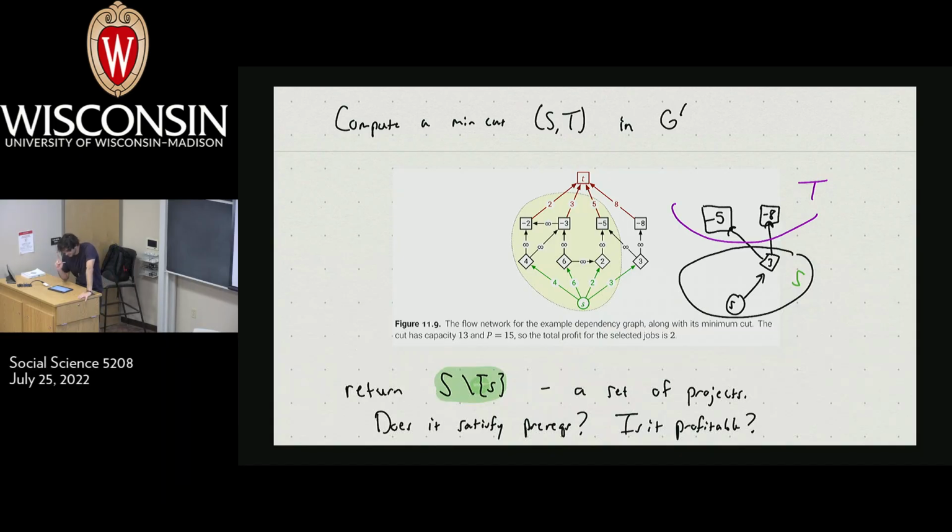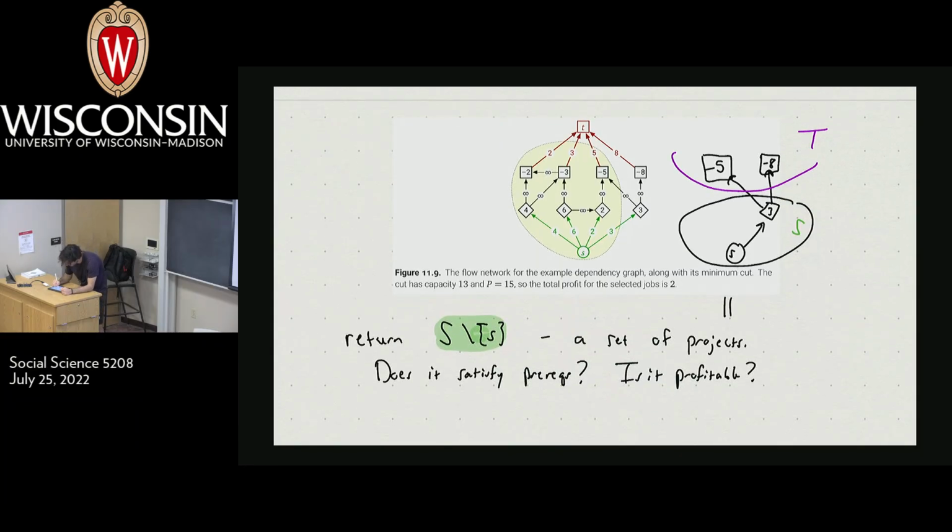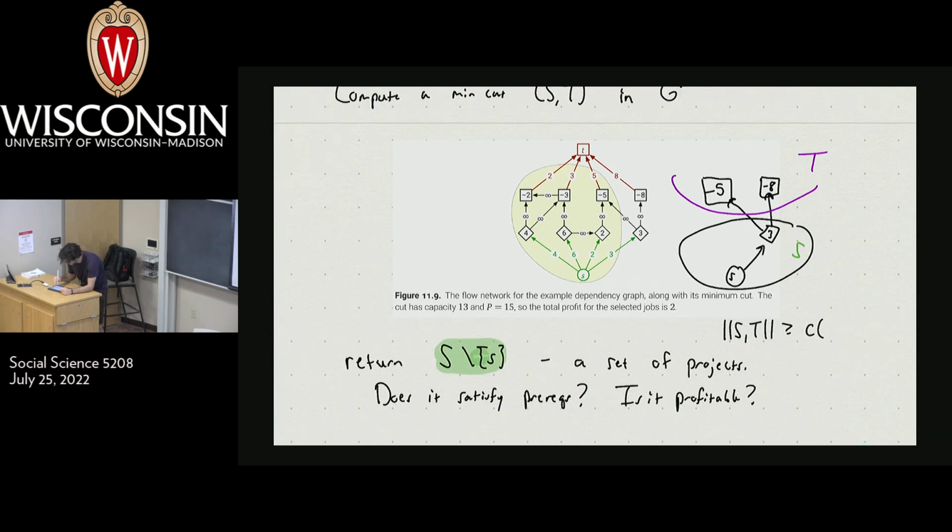But the key here is, what's the capacity of the cut? So the capacity of this cut, S to T, is at least the capacity of the edge from 3 to -8. Right? And what's the capacity of that cut? It's infinite. So if you did try to weasel out of using a prerequisite, you'll instantly get an infinite solution.